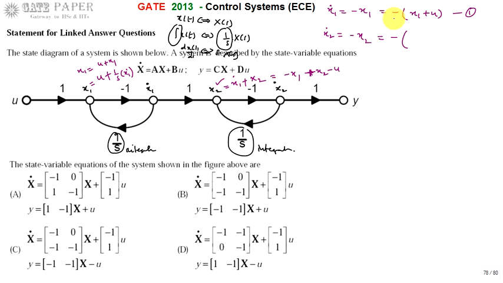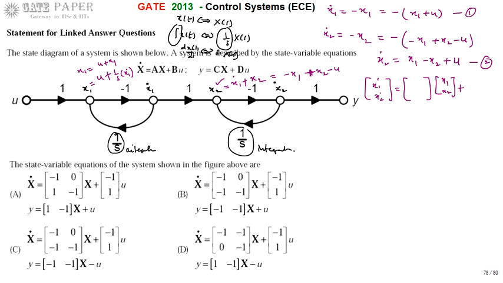So x2 dot is equal to minus x2, and minus x2 is minus x1 plus x2 minus u. So x2 dot is equal to x1 minus x2 plus u. This is the second equation. From equations 1 and 2 you can write the x dot matrix, that is, x1 dot and x2 dot equal to a matrix times x1 x2 plus a matrix times u. So this is the general equation. Here you are going to fill in the values.